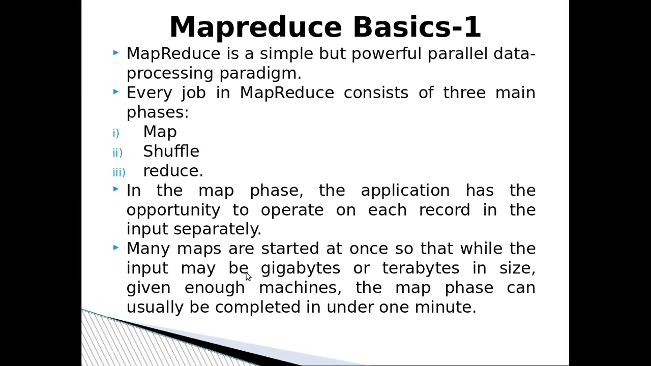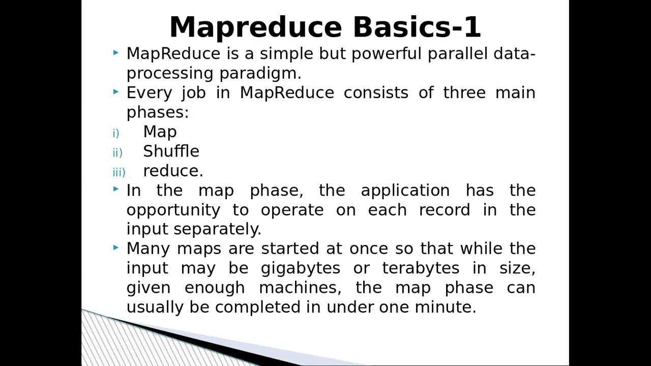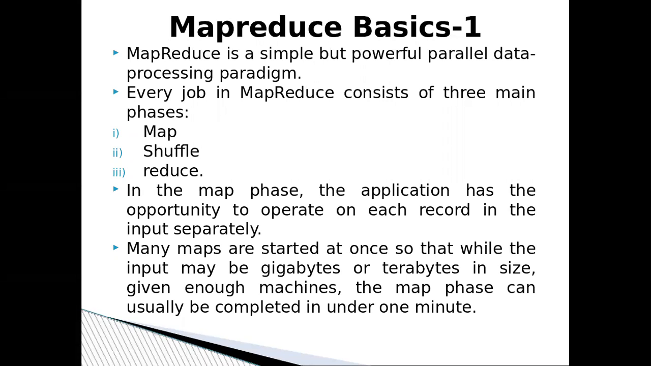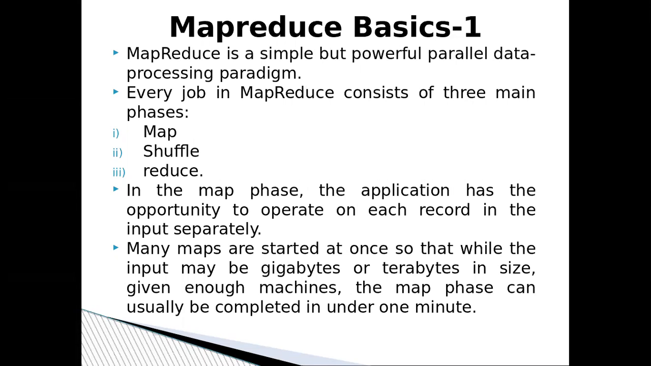So let's have a quick recap of the MapReduce basics. As you all remember, every job in MapReduce consists of three main phases: the map phase, the shuffle phase, and the reduce phase. In the map phase, the application has the opportunity to operate on each record, and many maps are started at once. So even if you have a huge file of gigabytes or terabytes, your map job can finish safely under 1 minute. That is the secret of the processing speed of Hadoop: the speed of execution is very, very fast.